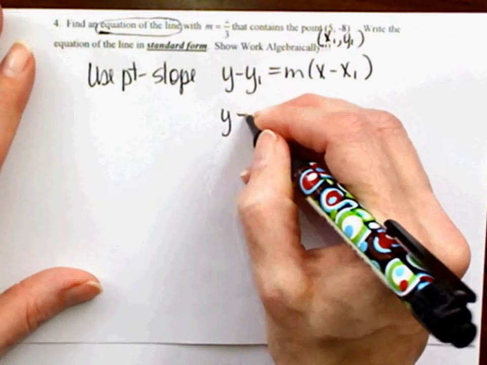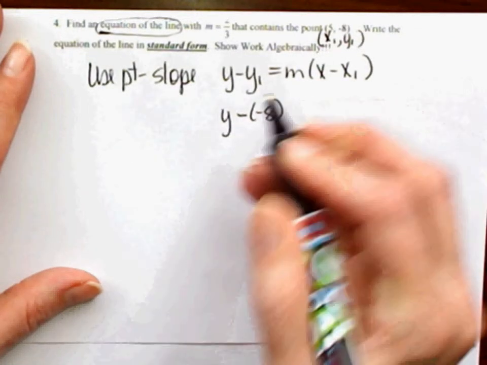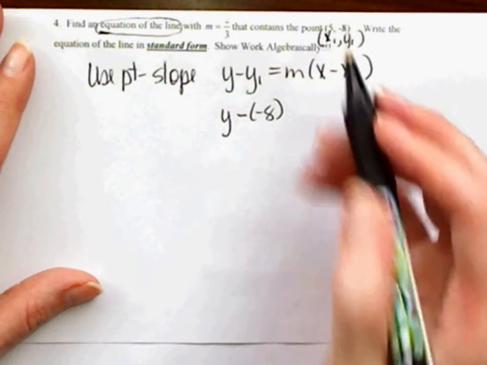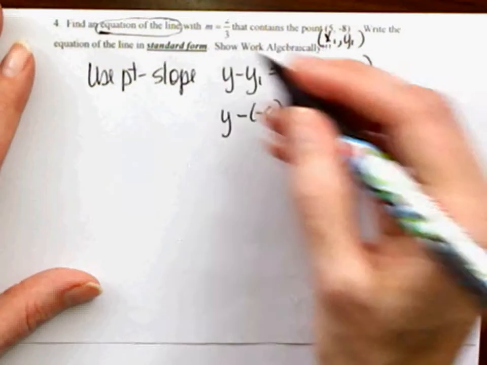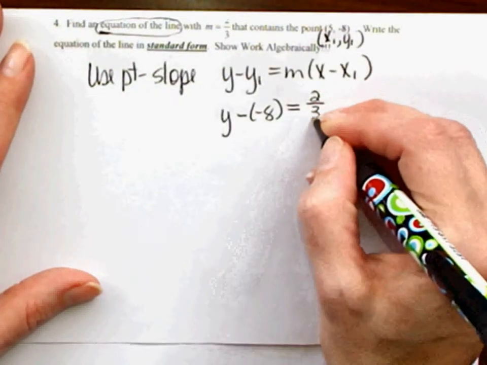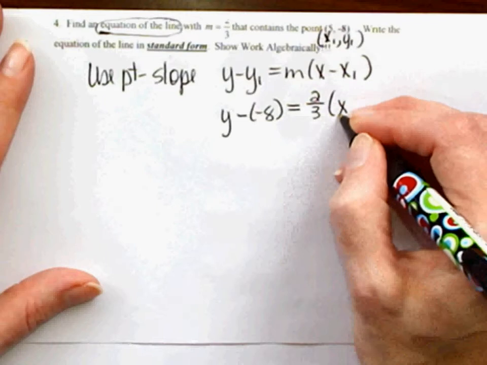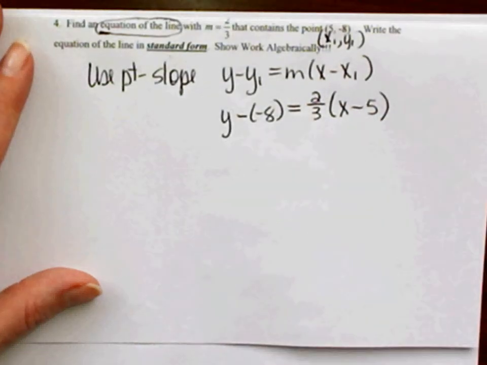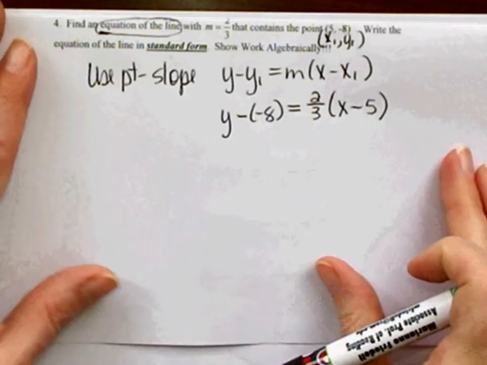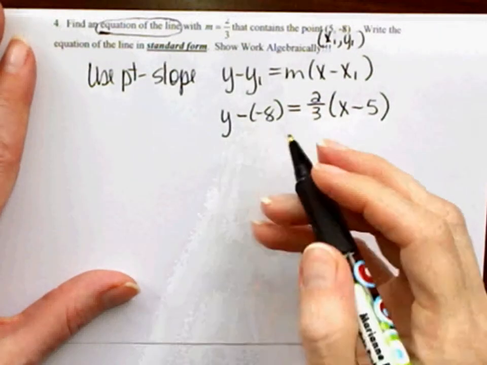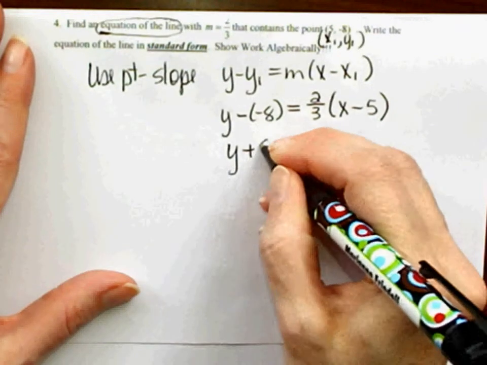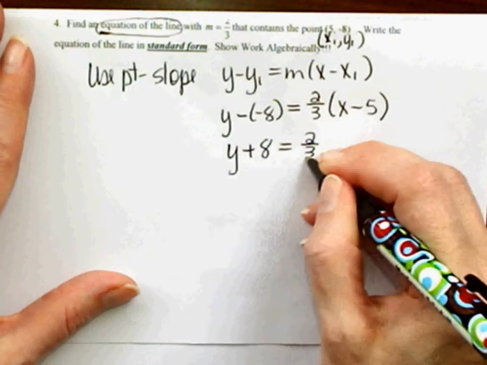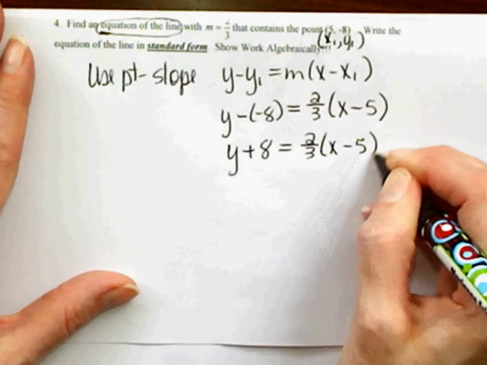Alright, so y minus a negative 8. Once again, the formula says I have subtraction. Y sub 1 is a negative 8. Equaling my slope, which is 2/3, times parentheses x minus 5. If I can simplify my signs, I need to do so. It'll make it easier to work with. So subtracting a negative is the same thing as adding a positive. So y plus 8 equals 2/3 parentheses x minus 5.